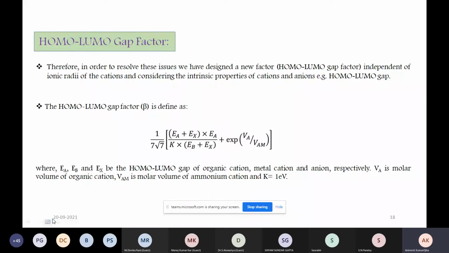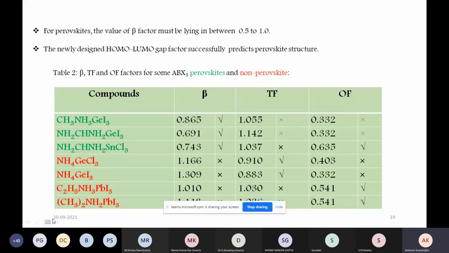And the expression of this factor is given in this slide, and this is basically based on the Goldschmidt gap of the organic cation, then B-site cation as well as anion. Okay, and we set the value of this factor to 0.5 to 1. So if any ABX3 compound has this factor lying between 0.5 to 1, that will show perovskite structure. Okay, that will behave like a perovskite.